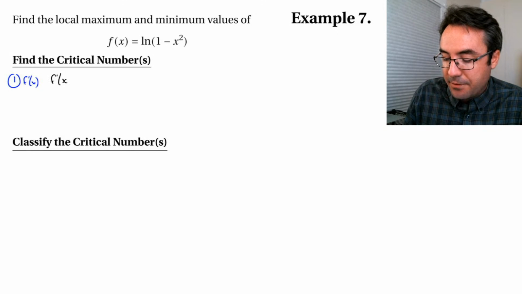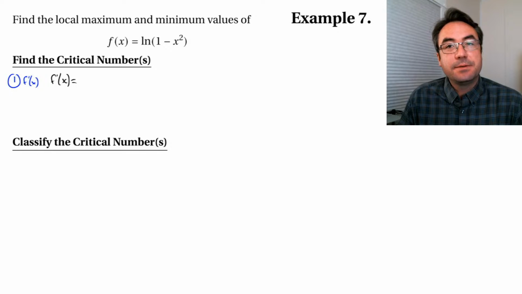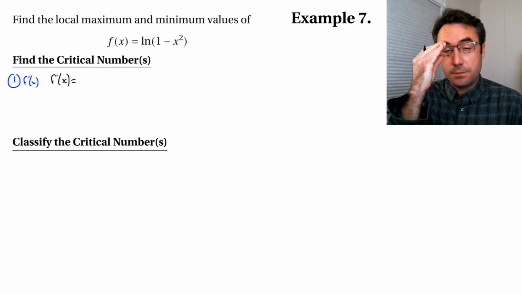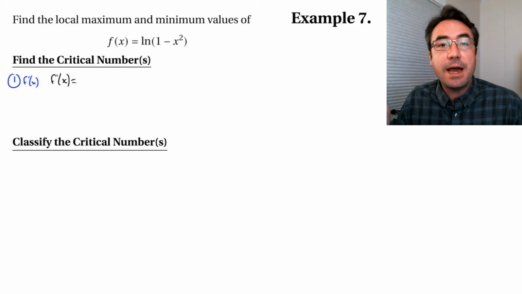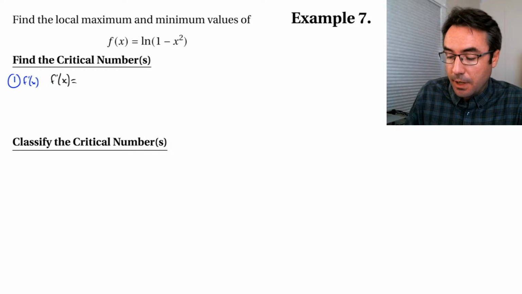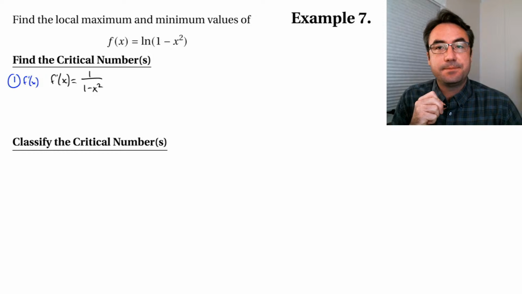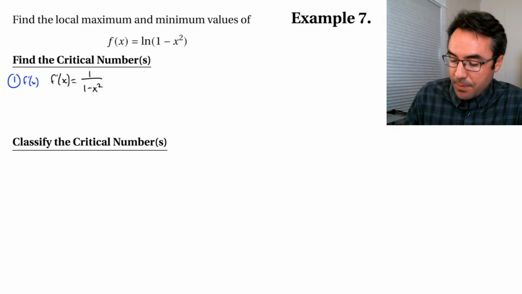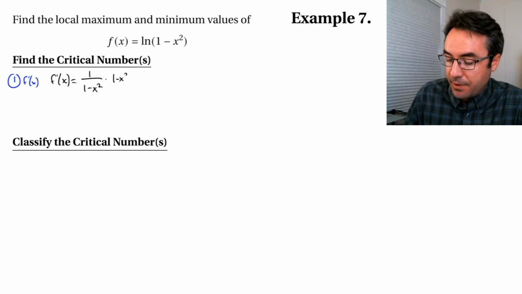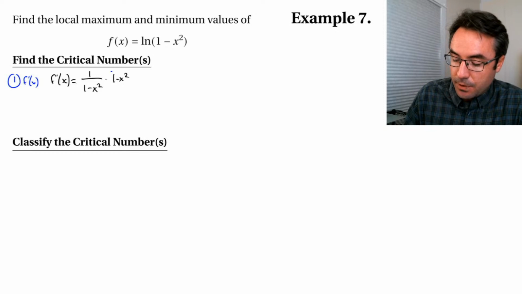So we have a composite function, so we have to use chain rule. The derivative of the outer function, the derivative of natural log, gives us 1 over 1 minus x squared. And then we multiply by the derivative of our inner function, and that's chain rule.